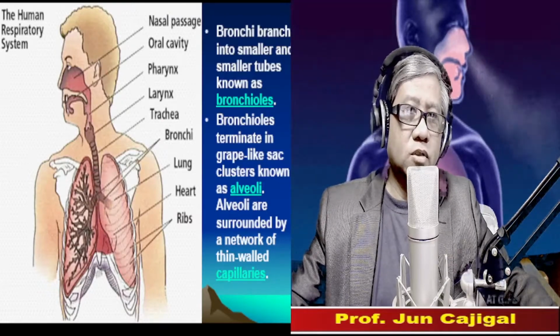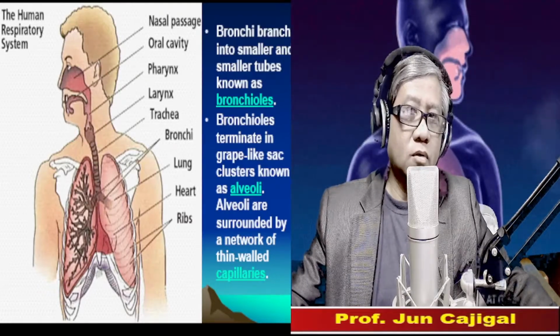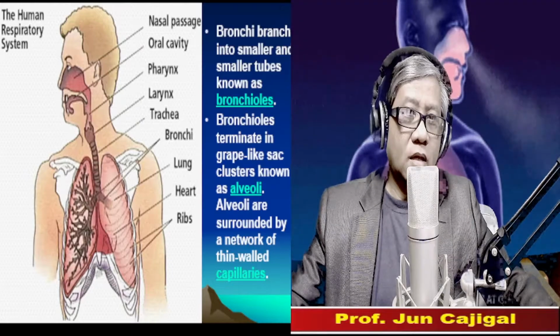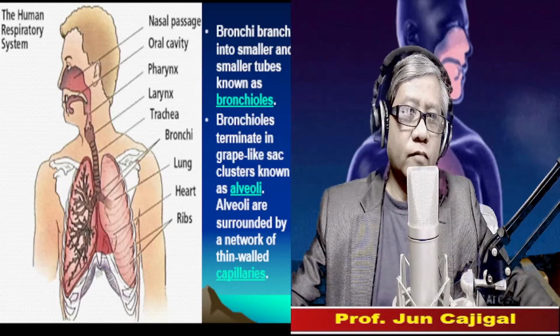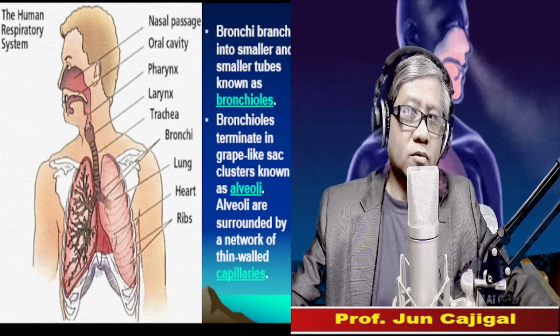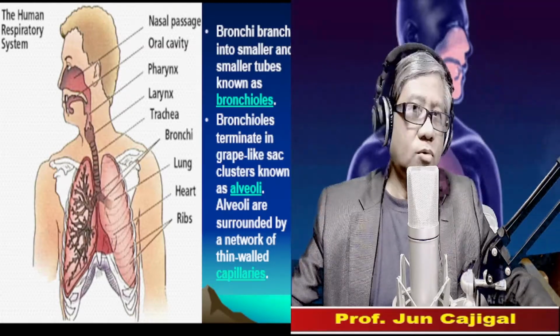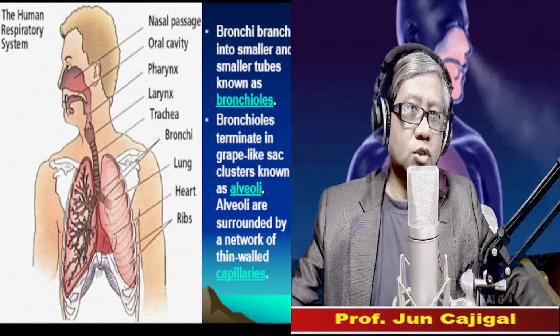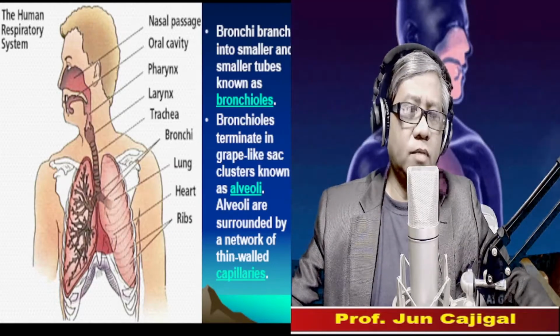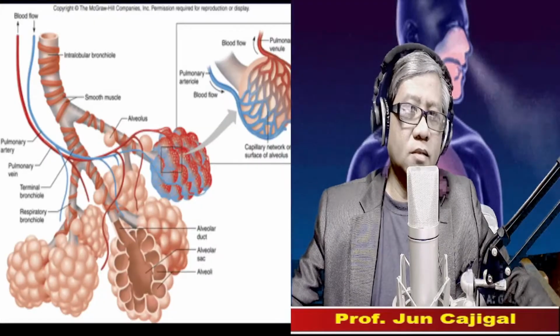The bronchioles terminate in grape-like sac clusters called alveoli. Then the alveoli are surrounded by a network of tiny blood vessels or capillaries. So those are the alveoli. The alveoli are surrounded by microscopic blood vessels called capillaries.